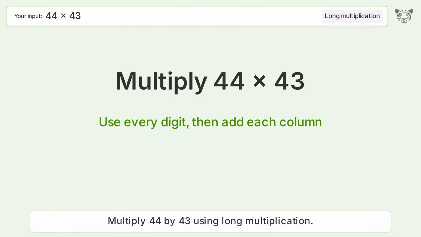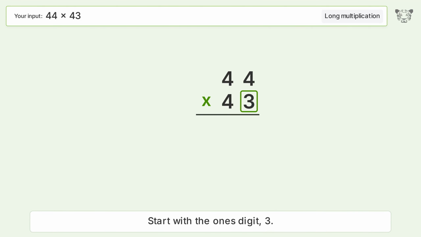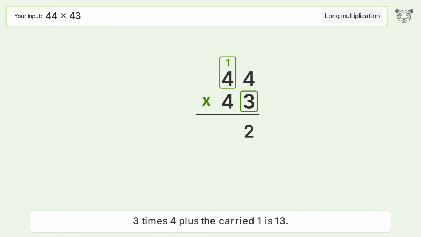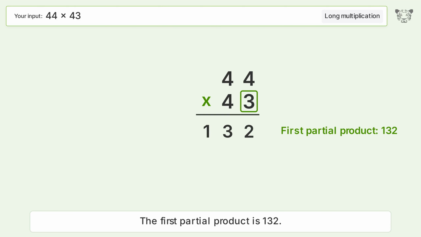Multiply 44 by 43 using long multiplication. Start with the ones digit, 3. 3 times 4 is 12. Put 2 in this column and carry 1. 3 times 4 plus the carried 1 is 13. The first partial product is 132.